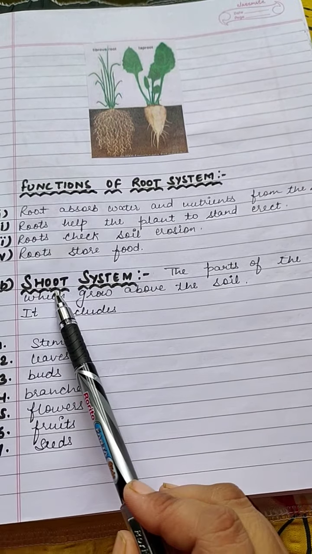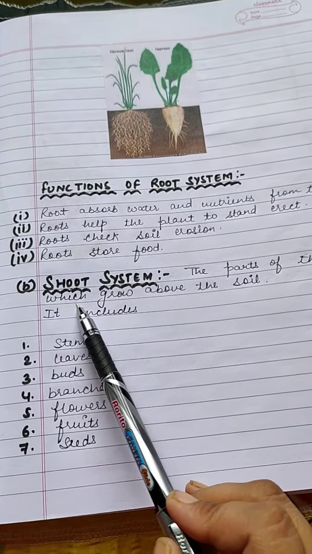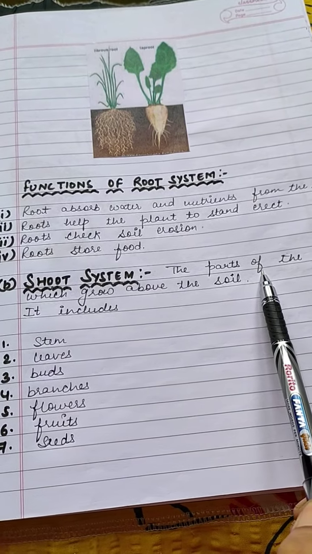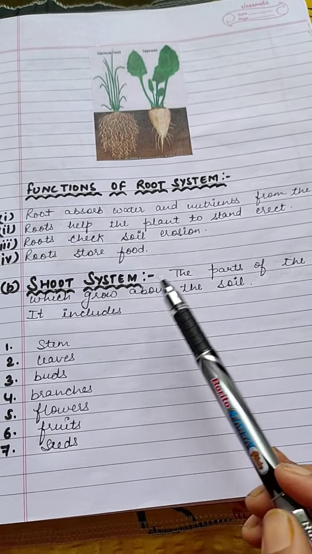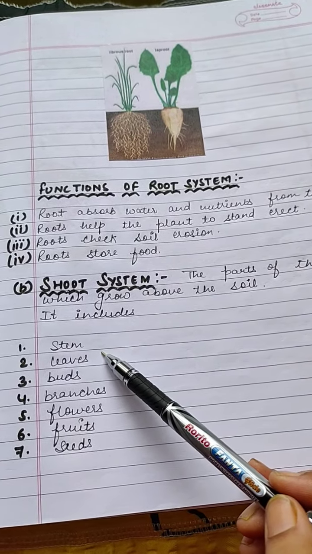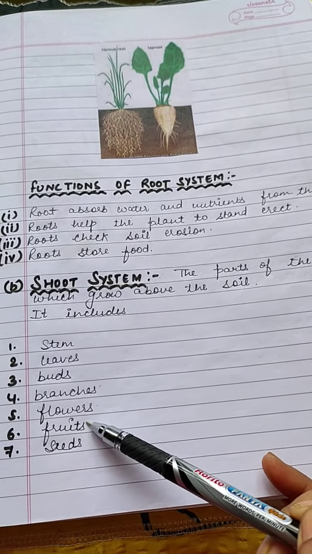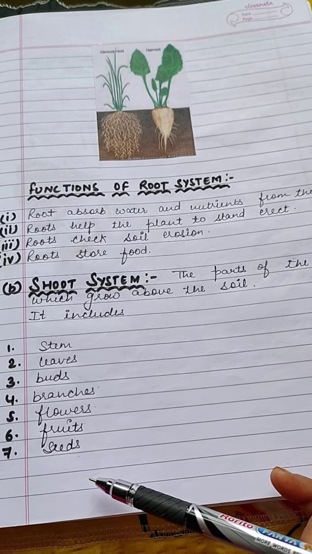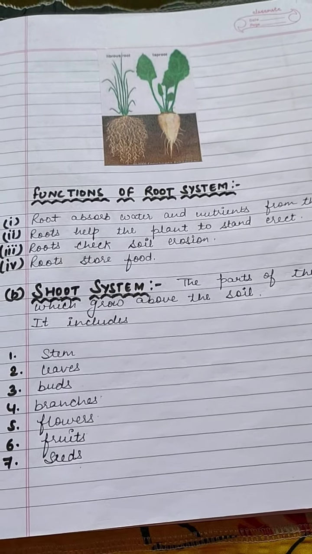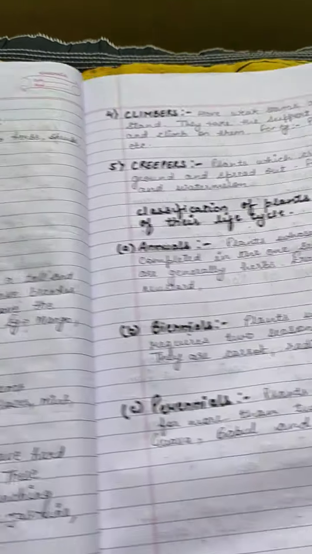Next system is the shoot system. The parts of the plant which grow above the soil are known as the shoot system. The shoot system includes stems, leaves, buds, branches, flowers, fruits, and seeds. And all of these have different functions.